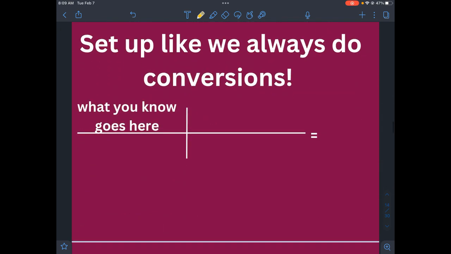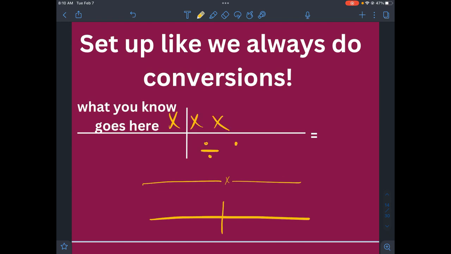So your setup is going to look like we always do conversions. It's going to look like this. Sometimes we did it with a line and then a multiplication sign and then a line. Sometimes we did it like the train tracks. Either way you see it, it's the same thing. You multiply the numbers across the top, and then you divide by anything that's on the bottom.